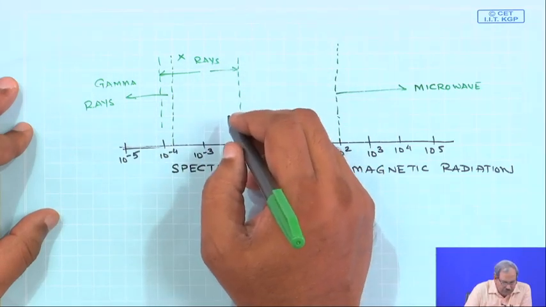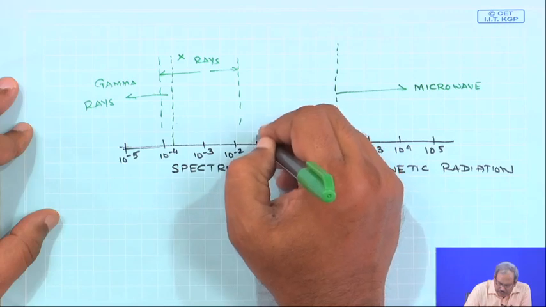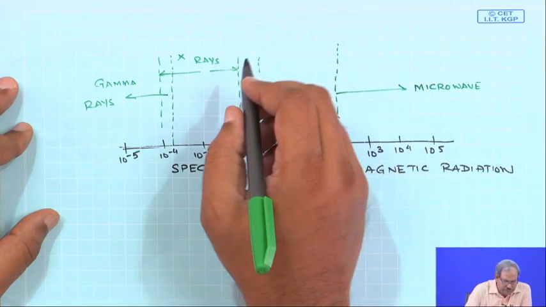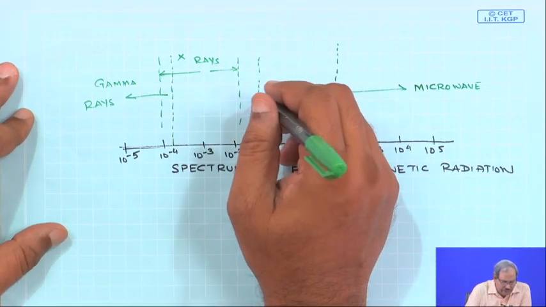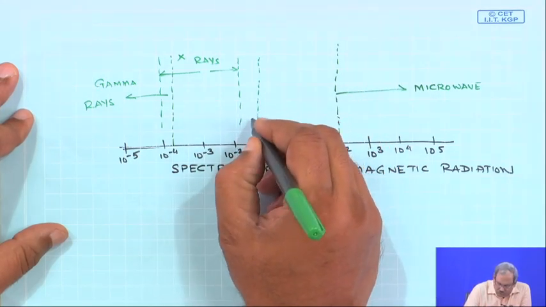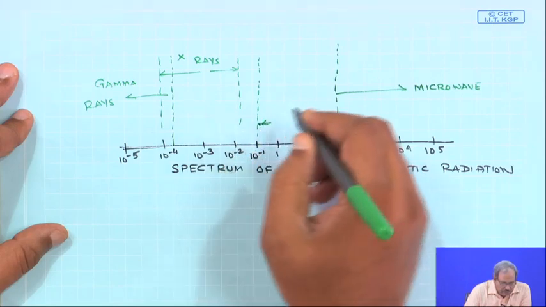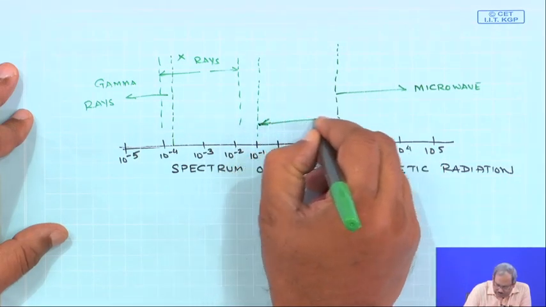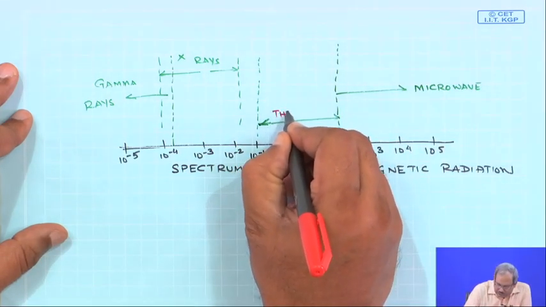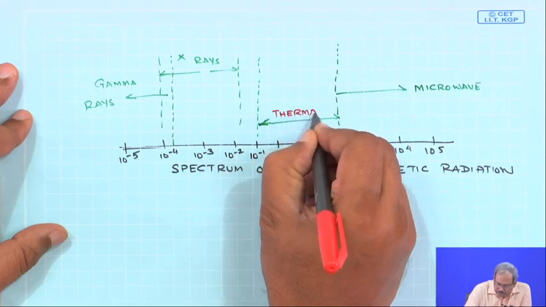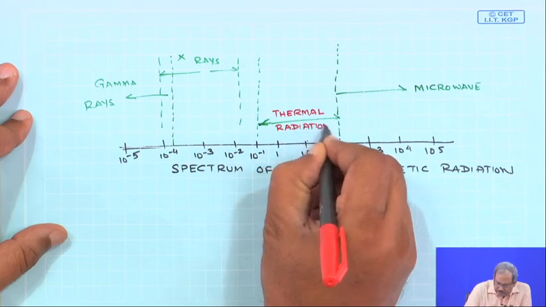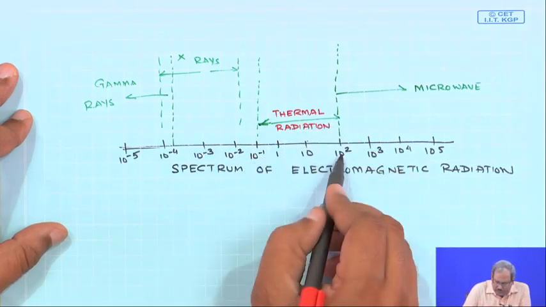So, between 10 to the power minus 1 to about 10 to the power 2, this is the region which is of most importance to this part of the course, which is thermal radiation.